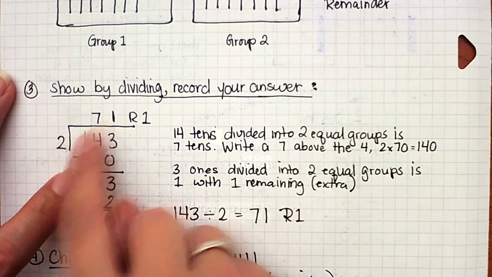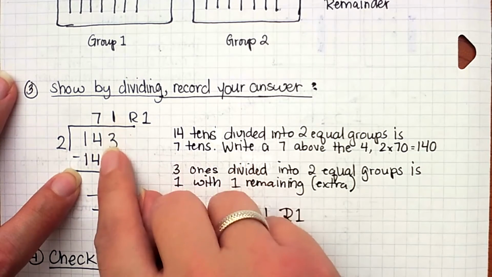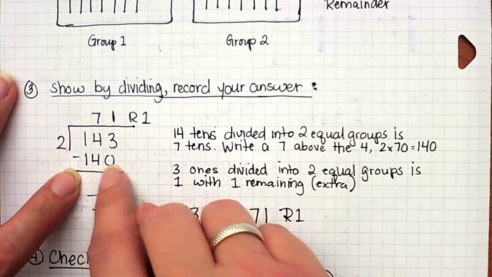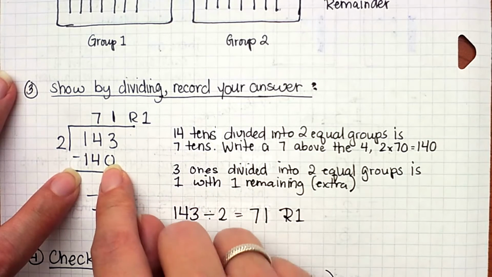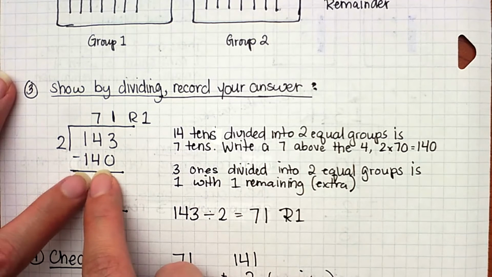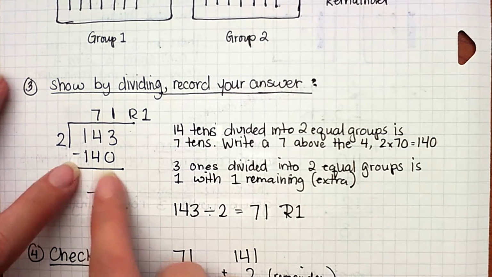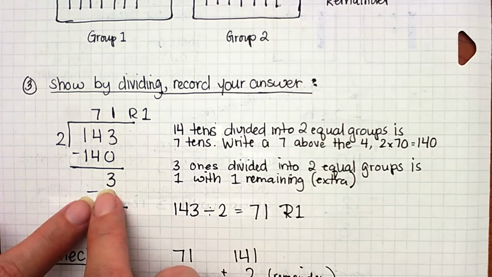So 2 times 70, remember it's stacked over the tens place because that's the digit we're working with right now. 2 times 70 is 140. So I'm going to put my 7 over here in the tens place and write my 140 down here because we said 2 times 70 is 140, and subtract. So then I have 3.